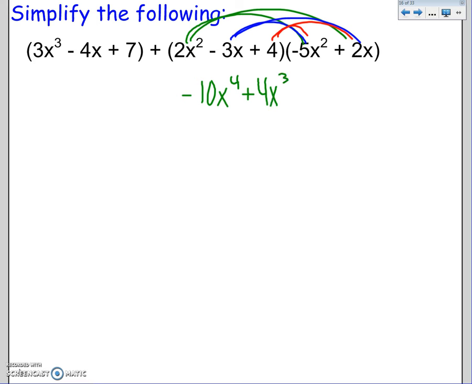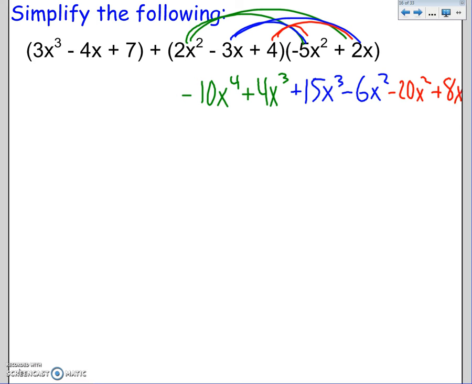Negative 3x times negative 5x squared is positive 15x cubed. Negative 3x times 2x is negative 6x squared. 4 times negative 5 is negative 20x squared. 4 times 2x is positive 8x.